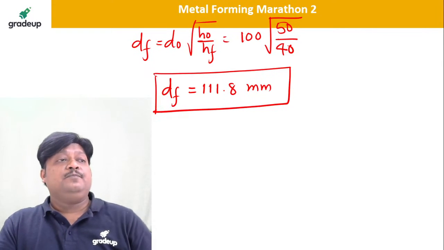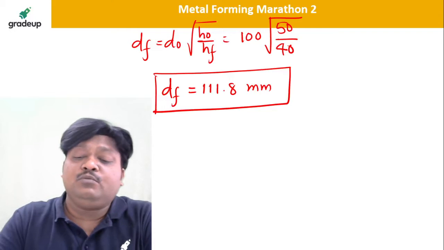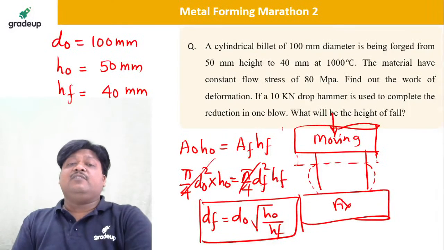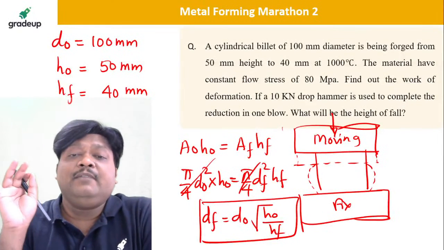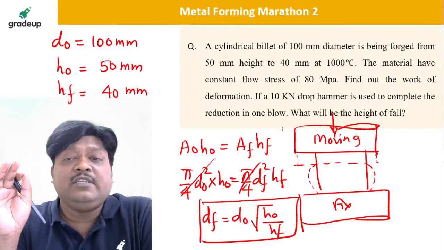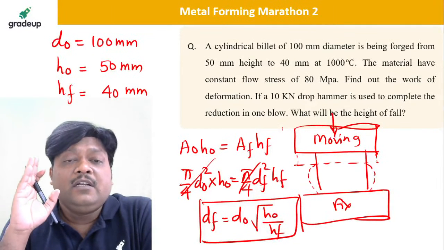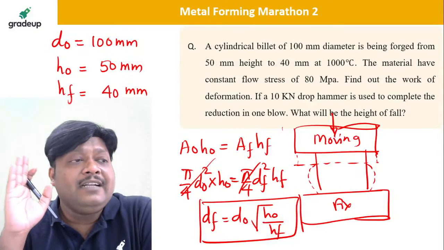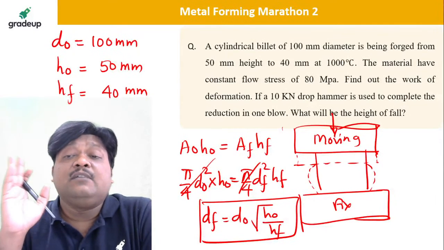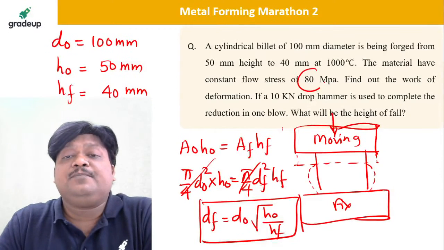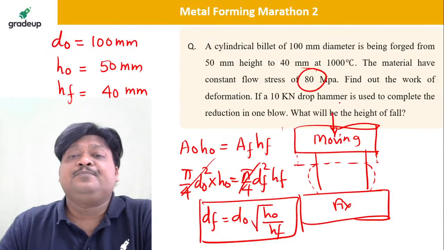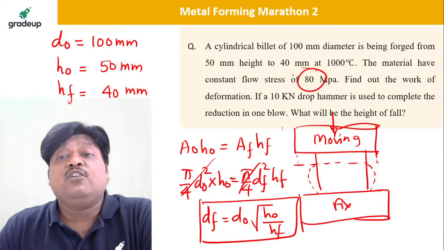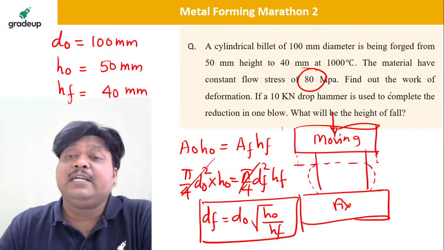Yes or no? Now I will tell you how to see. Read the question first. So a 100 mm cylindrical billet diameter was there. It is forged from 50 mm height to 40 mm height at 1000 degrees centigrade. The material has a constant flow stress, given as 80 megapascal. Very nice. See, the constant flow stress is given as 80 megapascal.